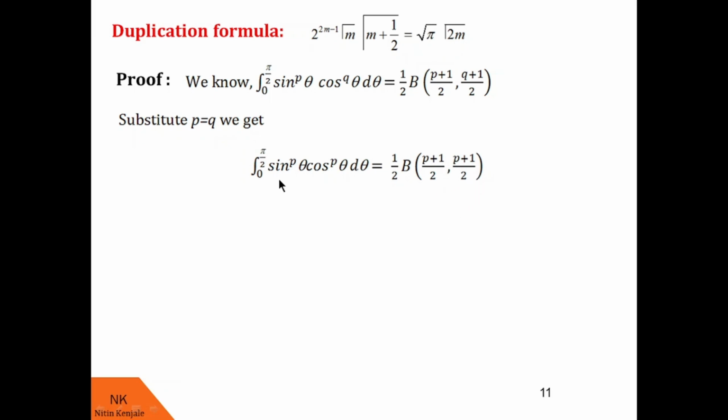Now let us recall trigonometric identity, which states sin 2 theta as 2 sin theta into cos theta. We do have sin theta into cos theta here. Only 2 is missing. So we multiply and divide here by 2 raised to p to get 1 by 2 raised to p into integral of sin of 2 theta whole raised to p d theta over the limit 0 to pi by 2. Whereas this right hand side can be written as half gamma p plus 1 by 2 into gamma p plus 1 by 2 divided by gamma of p plus 1 by 2 plus p plus 1 by 2, that is just gamma of p plus 1.